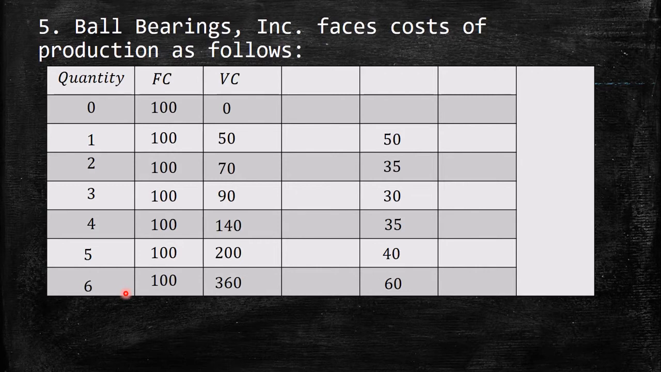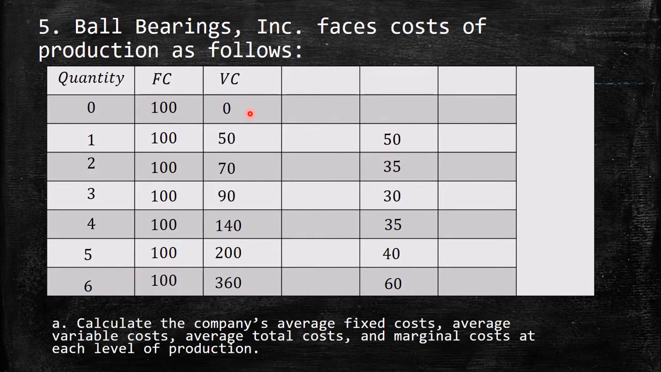Then we have the fifth question. Ball Bearings Inc. faces costs of production as follows. So here we have the quantities. Here we have the fixed costs that naturally don't change due to the quantity produced, and the variable cost that does. So the first question says, calculate the company's average fixed costs, average variable costs, average total costs, and marginal costs at each level of production. First, the average fixed cost. So for average, you need to divide by quantities.